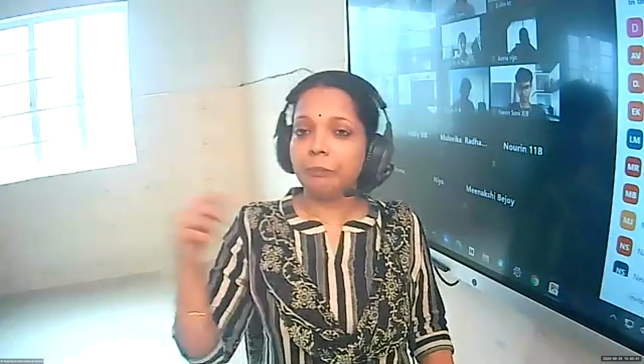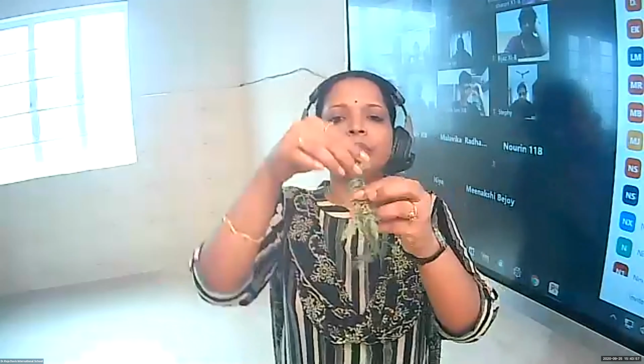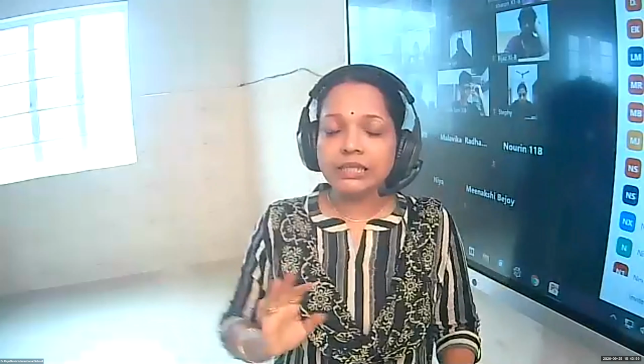And it can be 2 types, palmately compound and pinnately compound. When it is pinnately compound, the leaflets will be arranged on a common axis like this. This is pinnately compound. Then turmeric leaf is also pinnately compound. This is another example for pinnately compound leaf. Whereas in palmately compound, all the leaflets will come and join at a common point and giving it the appearance of a palm. So that is the difference between pinnately compound and palmately compound leaf.